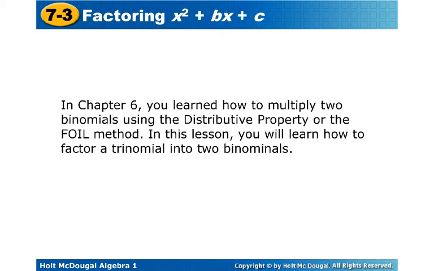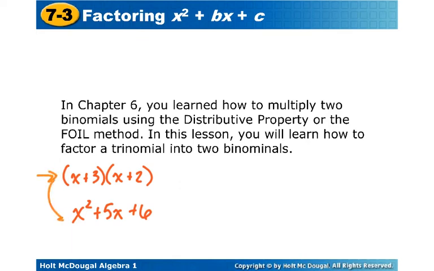So before, you were given x plus 3 and then x plus 2, and you would FOIL it. And when you FOIL this, you get x squared plus 5x plus 6. Hint, there's the answer from that exit ticket. So what we're going to be doing now is, instead of starting here and ending with this result, we're now going to start here and we're going to try to get this as the end result. So this is going to be the first thing we're given and we're trying to get to there. So essentially, it's just working backwards.